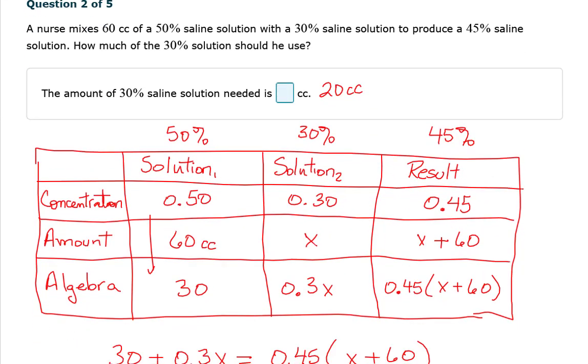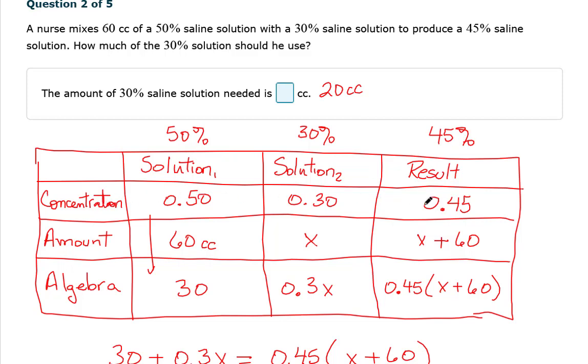So here in question 2, another mixing. A nurse is going to mix 60 cc's of a 50% with a certain amount of a 30%. Okay, so I've got a 50 and a 30. I'm going to get a result. Now the result has to be between 50 and 30, and it's going to be a 45% solution. So how much of the 30 should we use? All right, so let's see. Here's the 50%, 30%. Here's my result.